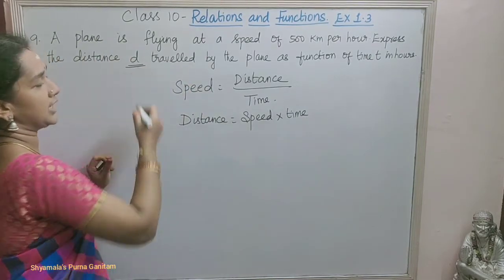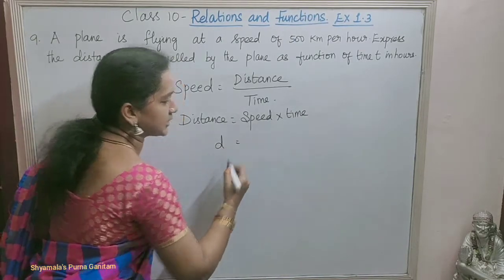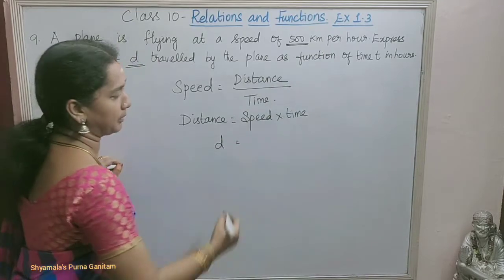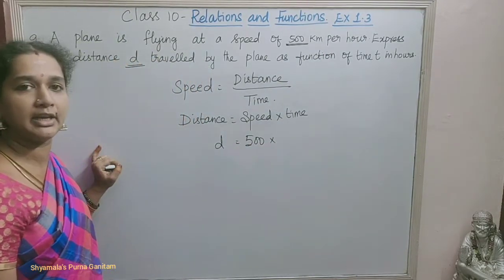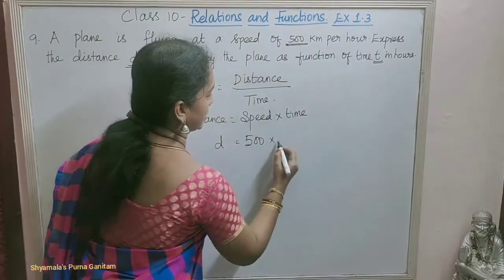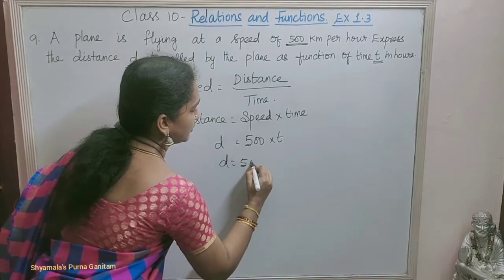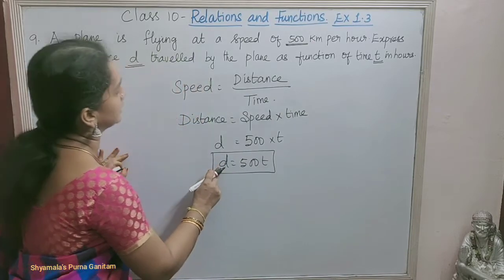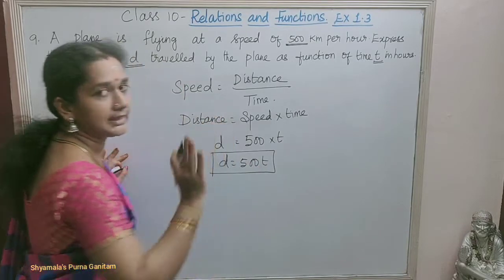Distance is given and we are asked to express the distance as d. So instead of distance we will substitute d. And speed is given as 500 km per hour. So in the place of speed we will write 500 into time taken is t hours. So d is equal to 500 t. So we have expressed distance travelled by the plane as a function of t.